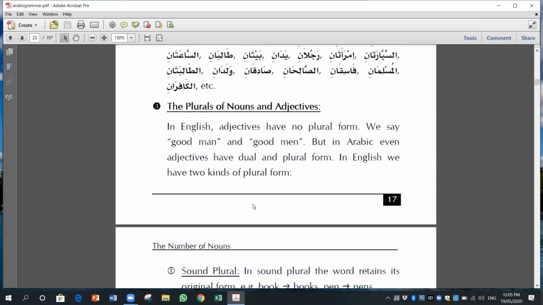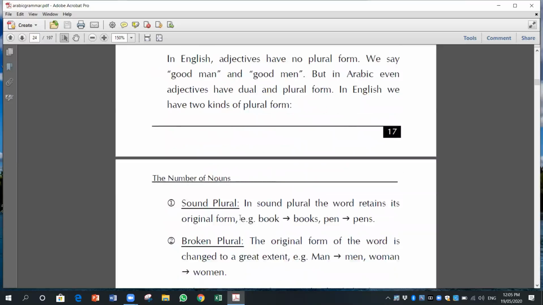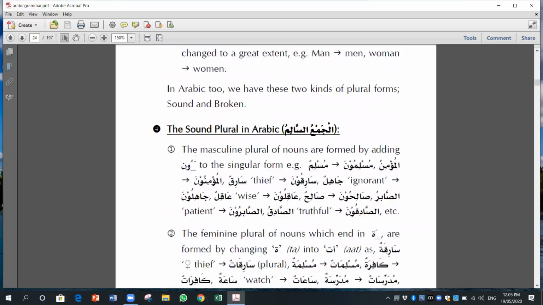And then we studied 2 types of plural as well. Remember? What did we study about sound plural, which retains its original form? Like in English, we only have to add s or es to it, like apples, or box, boxes.